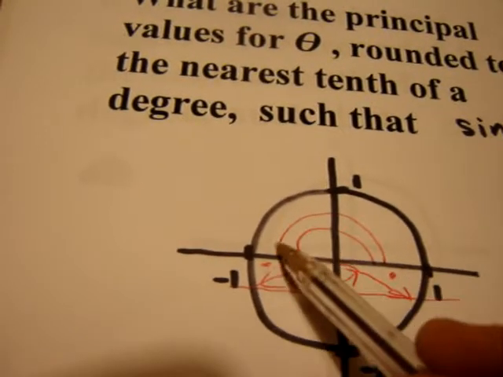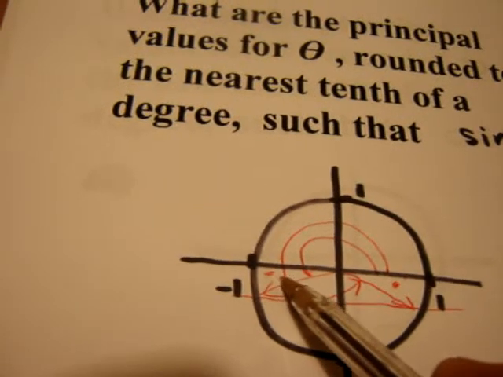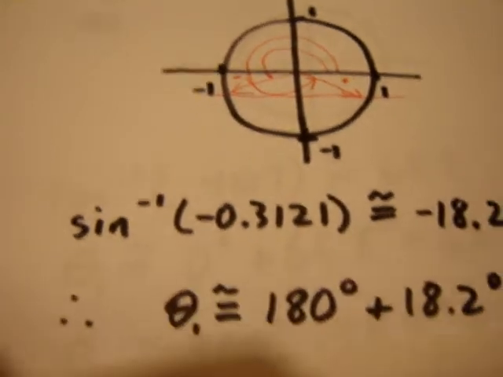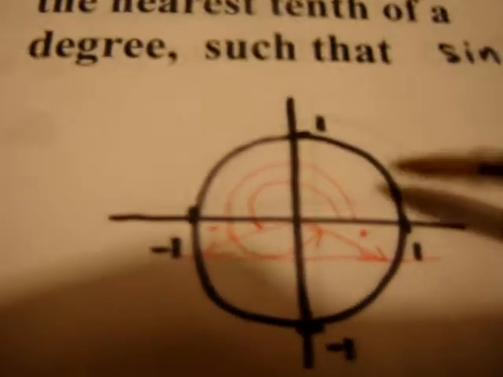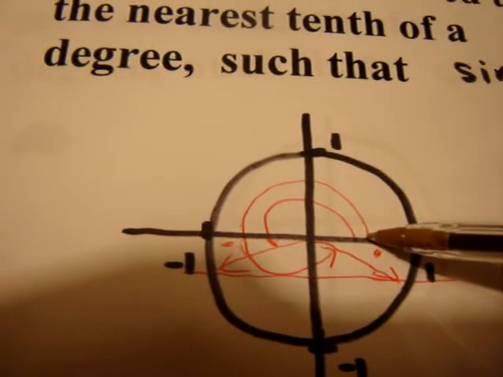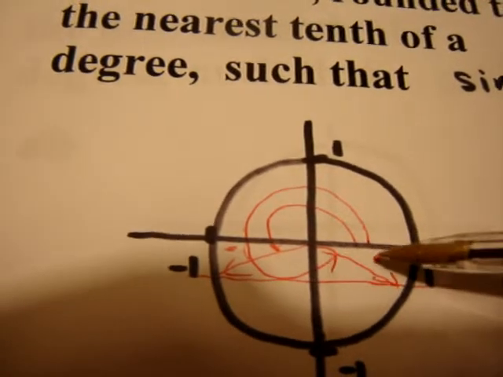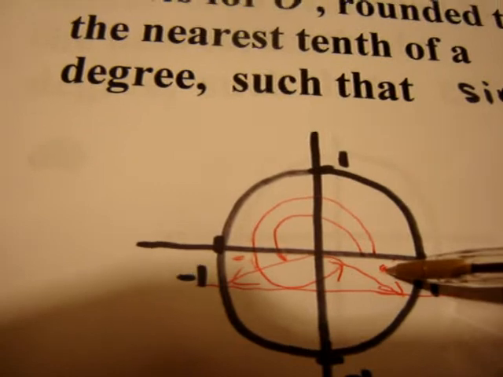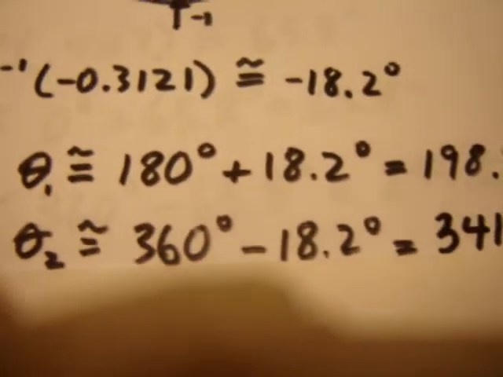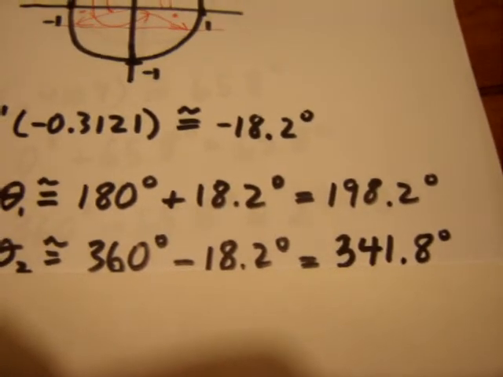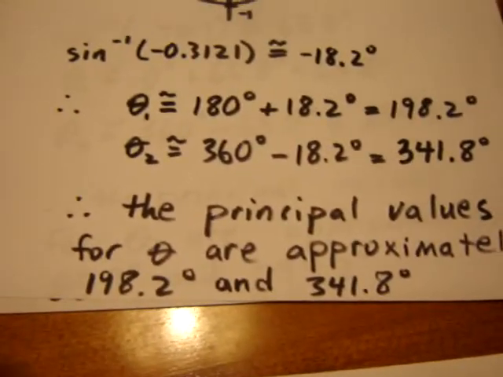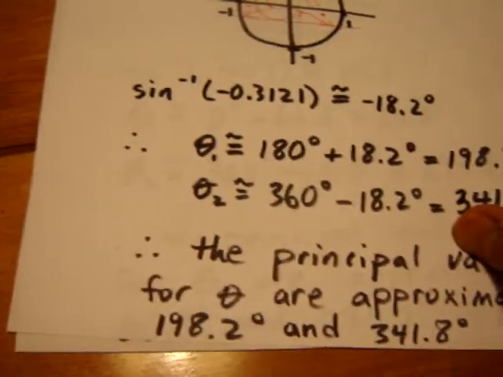Well, we know that this represents 180 degrees, and since we're going to add 18.2 degrees here, our first angle is going to be 180 degrees plus 18.2 degrees, which is 198.2 degrees. Now our second angle is represented by almost a full 360 degrees, but we stop short by about 18.2 degrees here. So the magnitude of that angle will be 360 degrees minus 18.2 degrees, which is 341.8 degrees. So our two principal angles, each of which meet the condition that sine theta is negative 0.3121, are 198.2 degrees and 341.8 degrees.